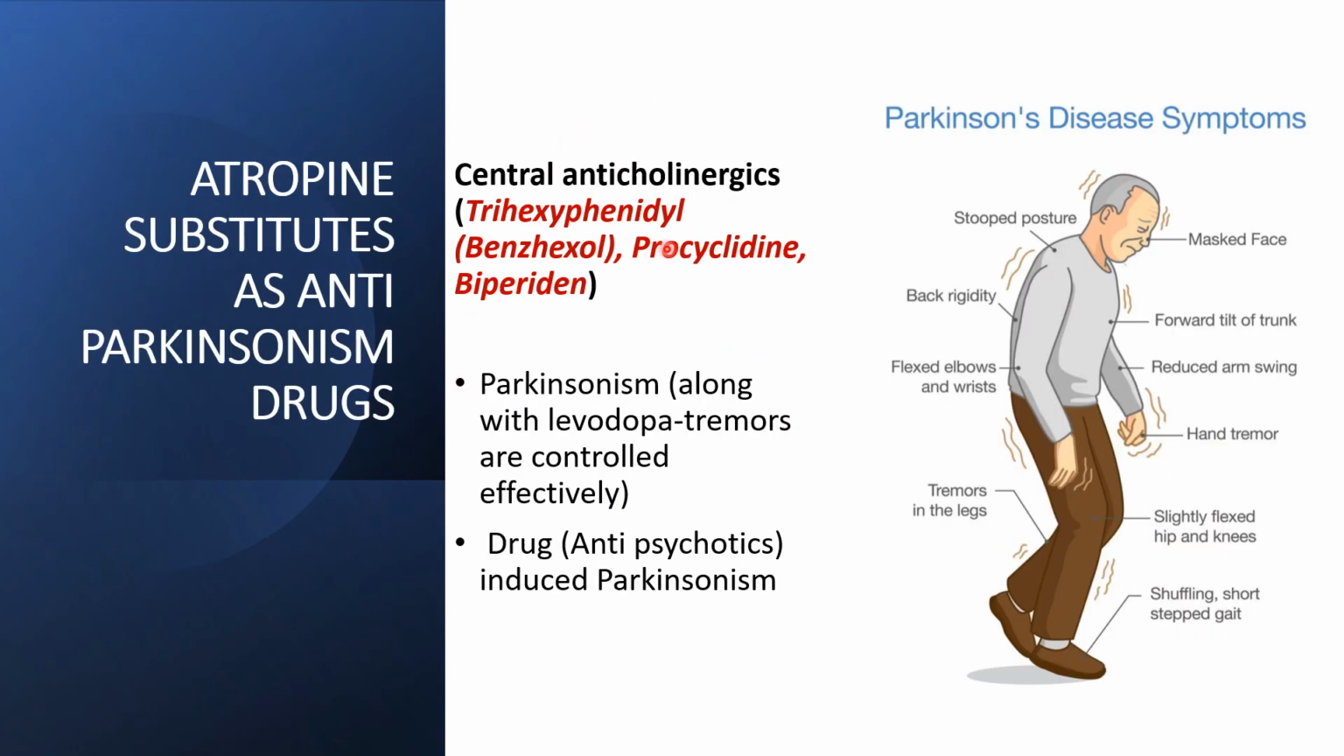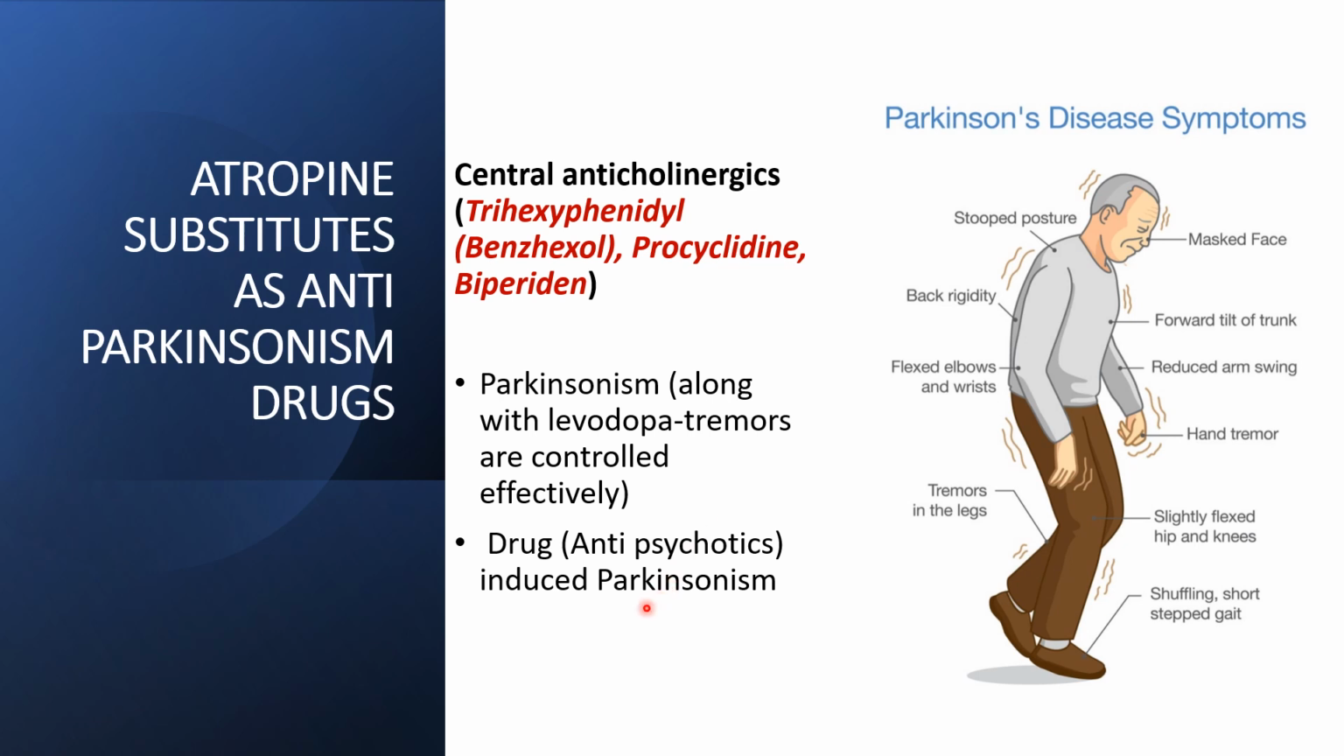Then there are the central anticholinergics: trihexyphenidyl, procyclidine and biperiden. These drugs are used in the management of Parkinsonism because of their action in decreasing the cholinergic overactivity in the basal ganglia. In Parkinsonism, these drugs are used along with levodopa, where they control tremors more effectively. As you all know, the three cardinal symptoms of Parkinsonism are tremors, rigidity and bradykinesia. Among these three symptoms, tremors are controlled effectively with central anticholinergics.